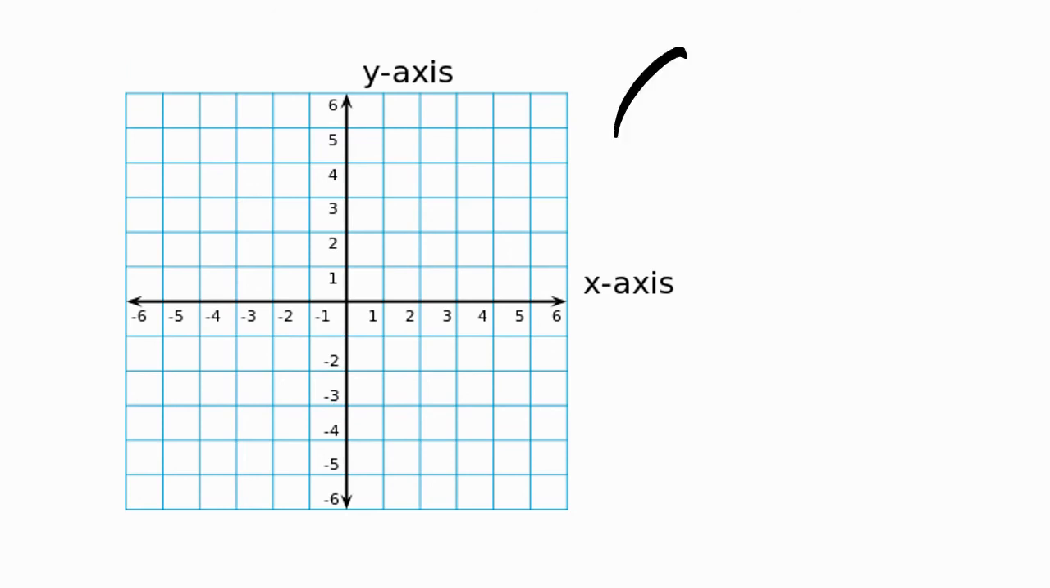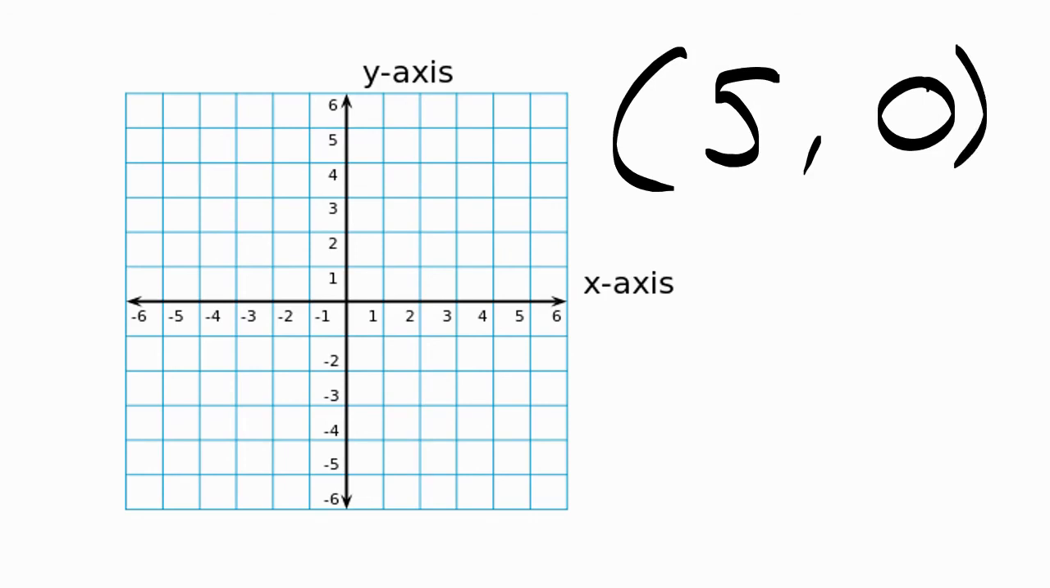Why don't you have a go with 5, 0. This is the last in our try phase. You can have a go. 5, 0. Okay, pause me and have a go at that. See if you can find the location of 5, 0.